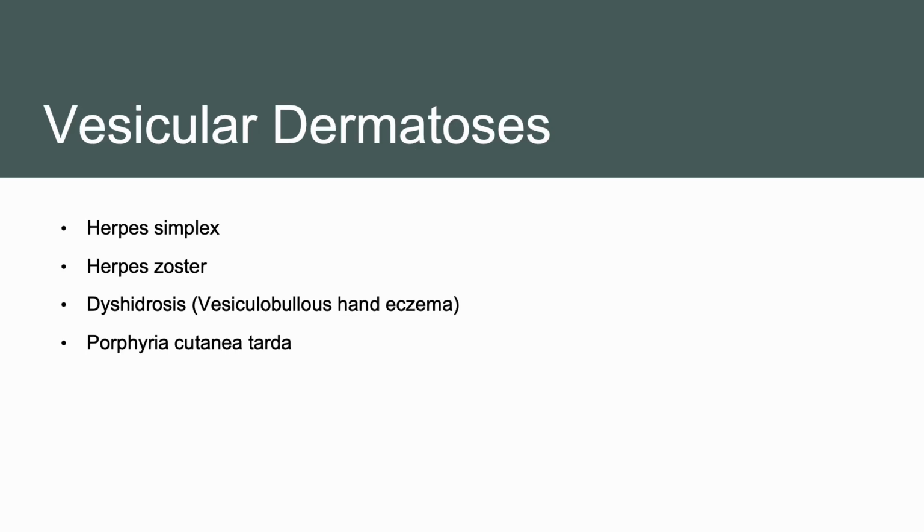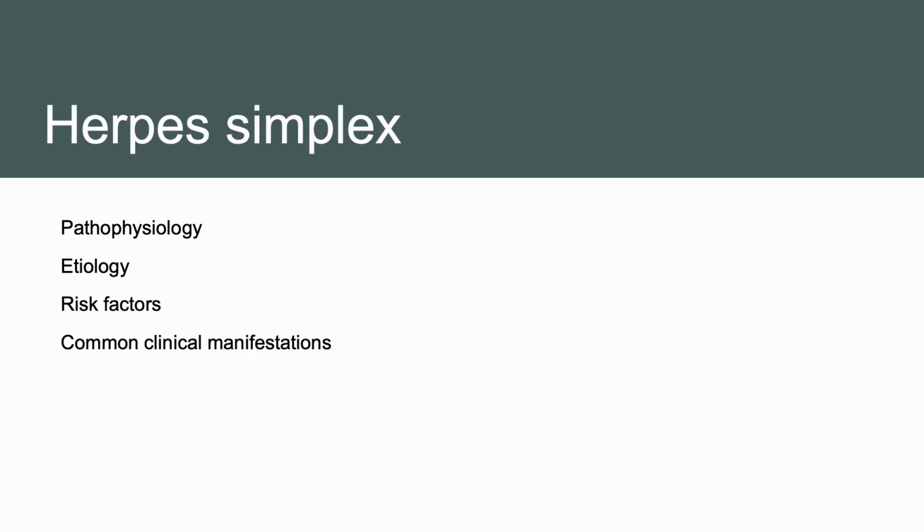Next, we'll talk about some vesicular dermatoses. Herpes simplex virus, or HSV, infects epithelial cells and establishes latency in the sensory ganglia. Reactivation leads to recurrent lesions. Etiology: this is caused by HSV type 1 and HSV type 2. HSV 1 typically affects the orofacial region, while HSV 2 usually affects the genital region. However, this is not always the case.